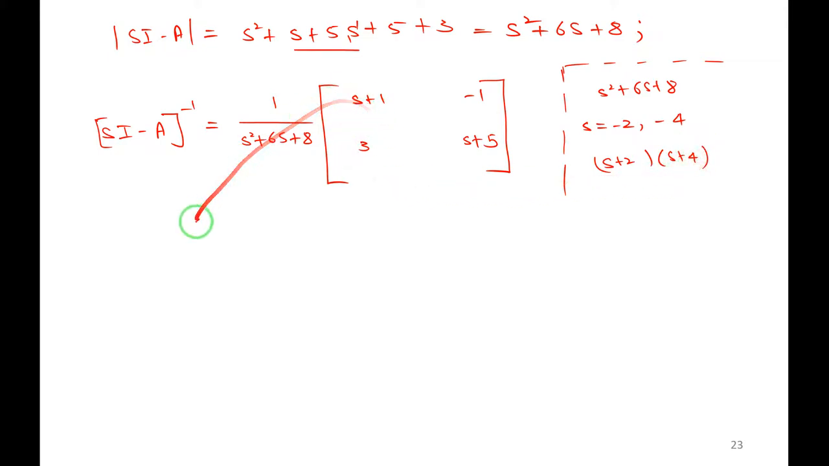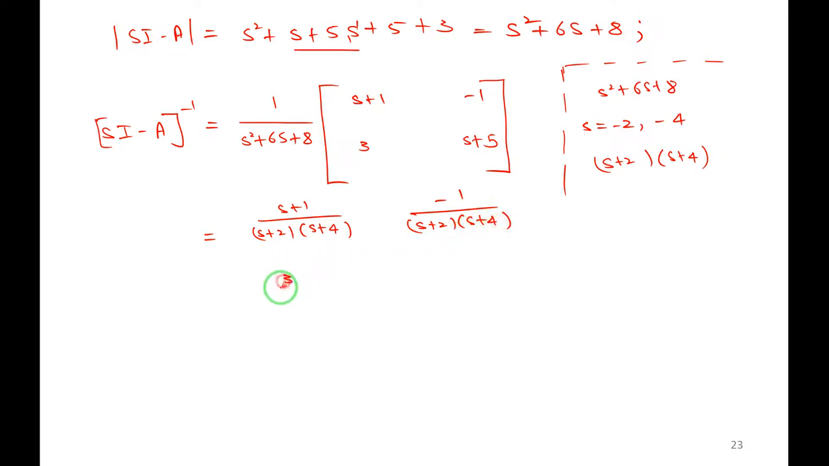Okay, let me divide it and write it here. So (SI minus A) whole inverse equals S plus 1 divided by S plus 2 into S plus 4. I am taking it inside and dividing it, so S plus 2 into S plus 4. Next, minus 1 divided by S plus 2 into S plus 4. Next, 3 divided by S plus 2 into S plus 4. Next, S plus 5 divided by S plus 2 into S plus 4.